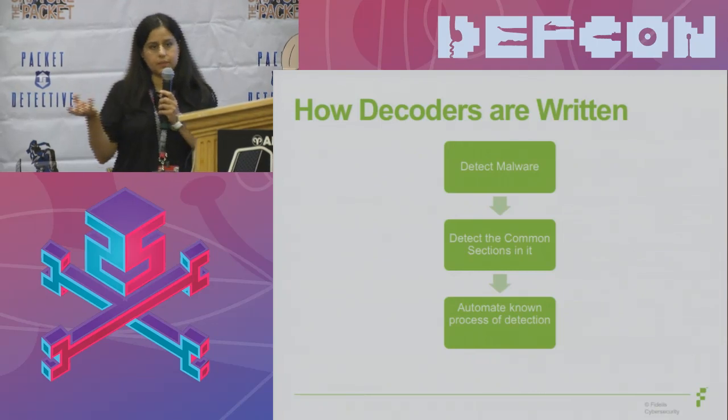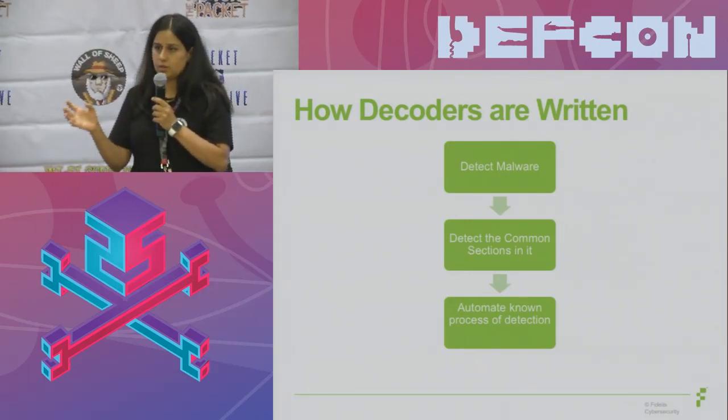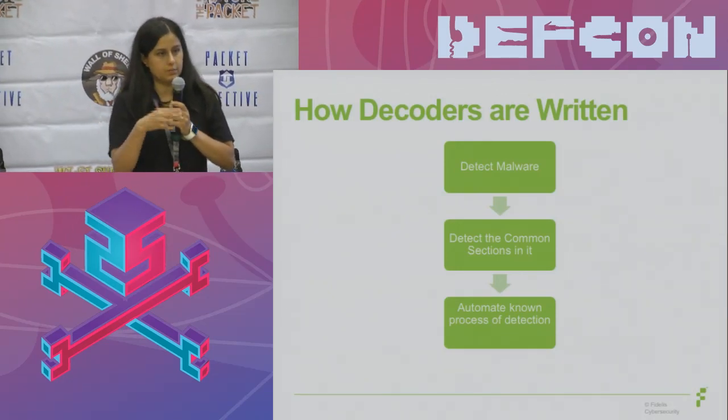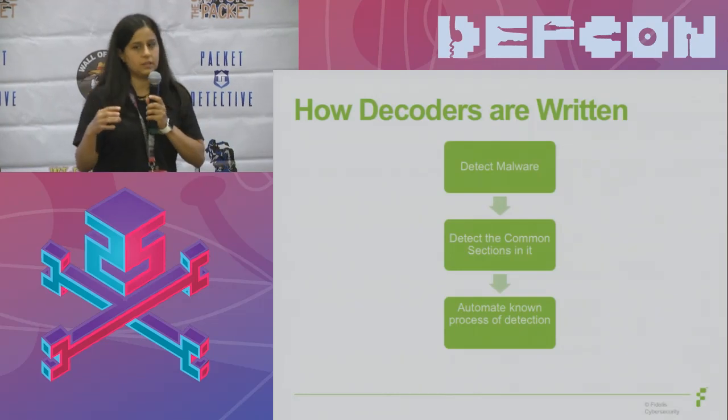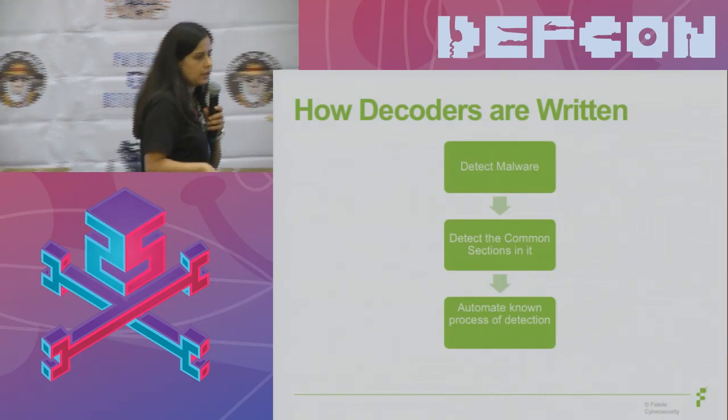The decoders are written like a manual analyzer: you detect the malware, detect the campaign, and start analyzing the samples one by one, and see what is the common part that is being repeated. When you know that part, then you can start automation and write the decoder for it. That's how it's done in Yalda.